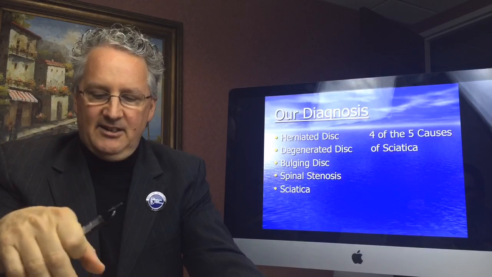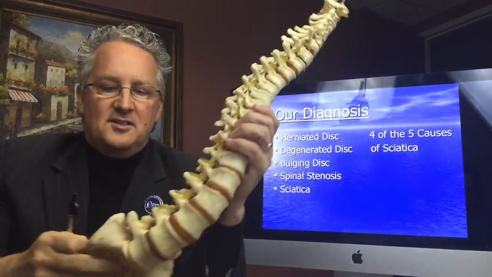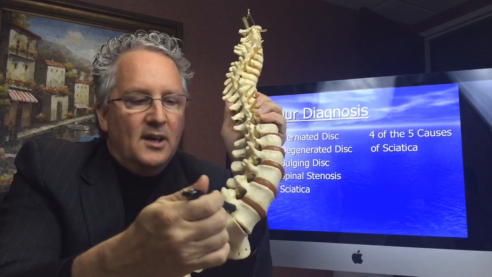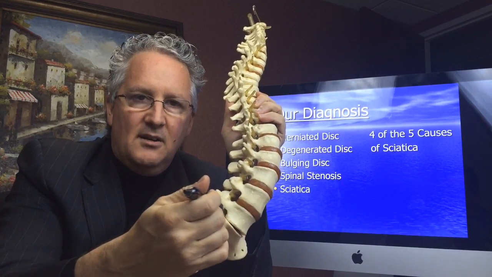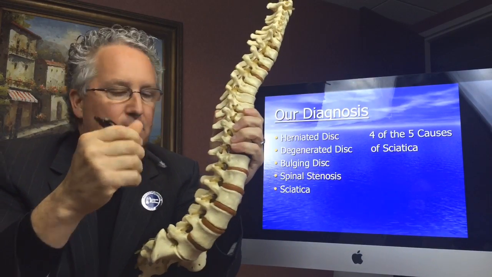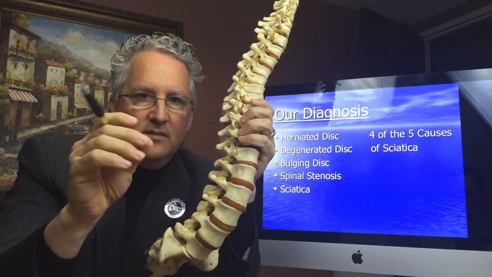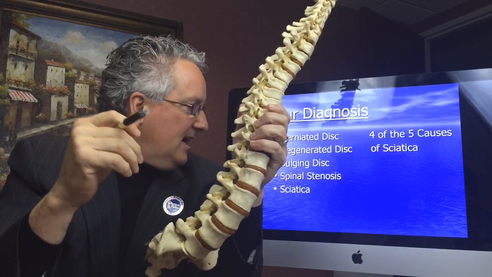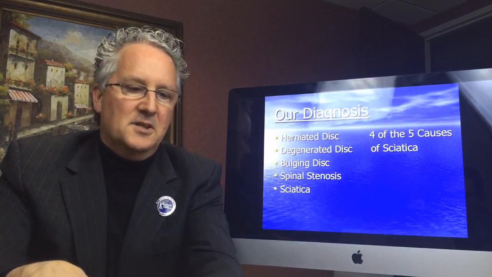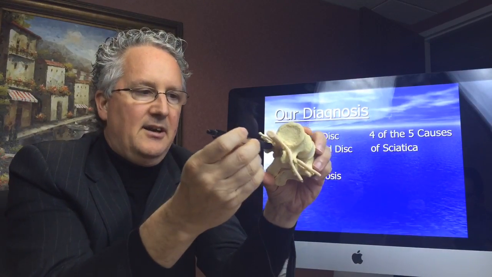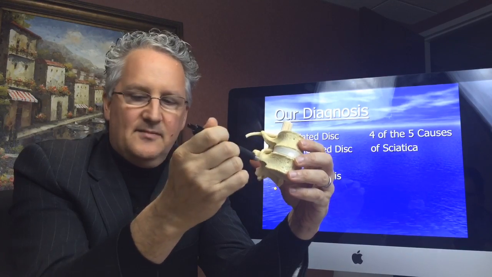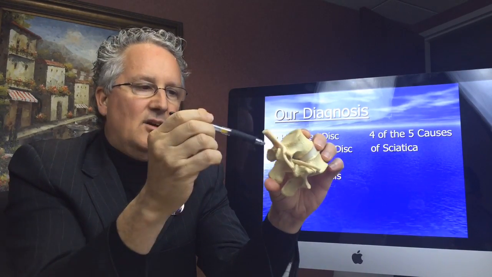He had a degenerated disc, and a degenerated disc is where the disc breaks down and you start to get some narrowing of the opening where the nerve comes out, causing a little pinching of the nerve. He also had a bulging disc, which is a smaller version of a herniated disc. And he had stenosis, which is a narrowing, typically of the spinal canal in this area right here. So we know he had a herniated disc, a bulging disc, the degenerated disc that we talked about, and also the stenosis.